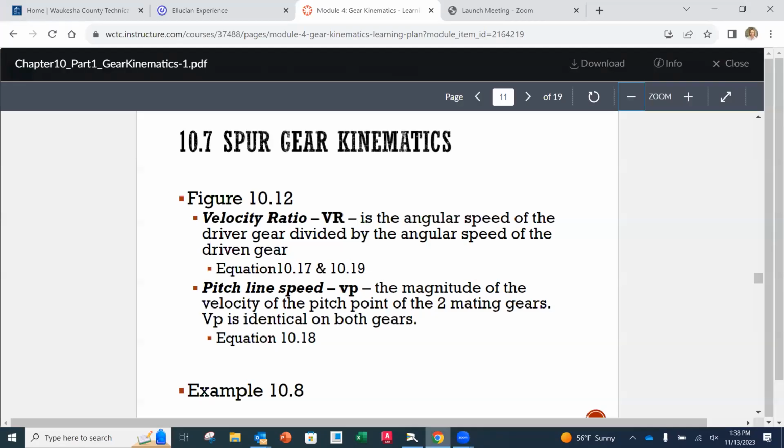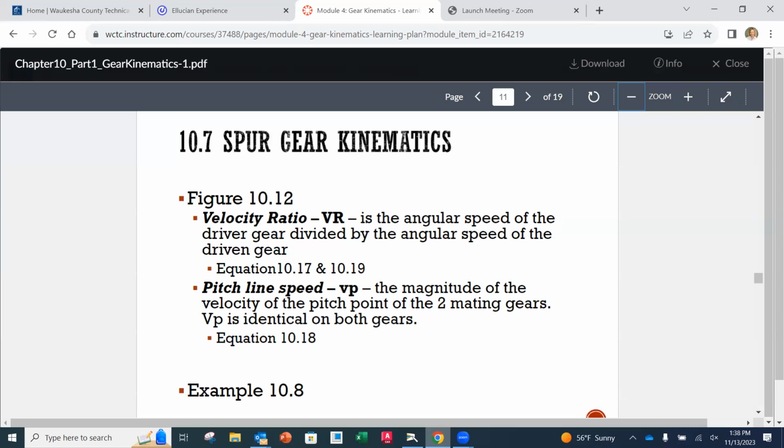So let me pull up our PowerPoint, and we're going to skip over to section 10.7 in your book, which is on page 273. And here we're going to talk a little bit more about, well, they call it gear kinematics. And this is where we're going to be looking at two quantities.